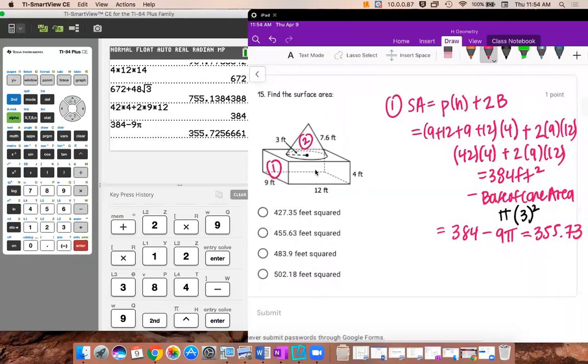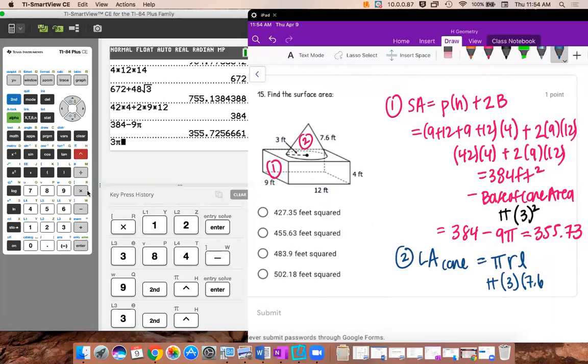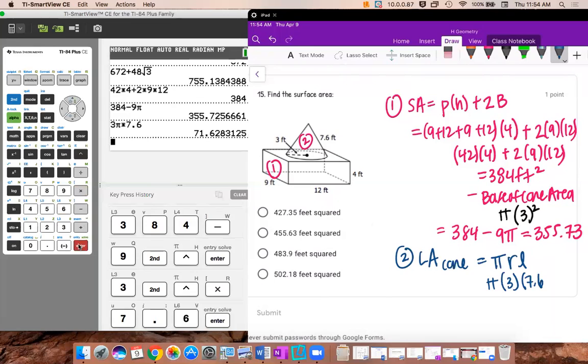And then I have to find the surface area of this cone. Now we don't want to include the base because it's not on the outside of the shape. We just want to find the lateral area, so the sides of this cone. So for number 2, we're just finding the lateral area of the cone, which is the formula pi r L. We have the radius and we have the slant height, so it's just going to be pi times 3 times 7.6. Let's plug this in. So 3π times 7.6 becomes 71.63.